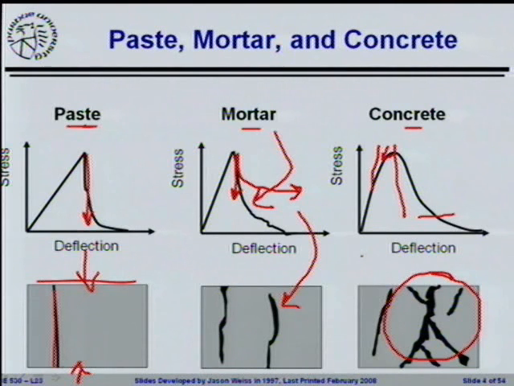So the basic idea here is as you add aggregate to the system, the strength will typically go down a little bit. But what you're actually doing is you're providing ways that you are going to consume more energy in the overall system. You're going to make the system less brittle by making the crack work its way around these different aggregates. The more tortuous the crack path, the more wiggly the crack path, the more energy that's been consumed as the crack grows across the sample.